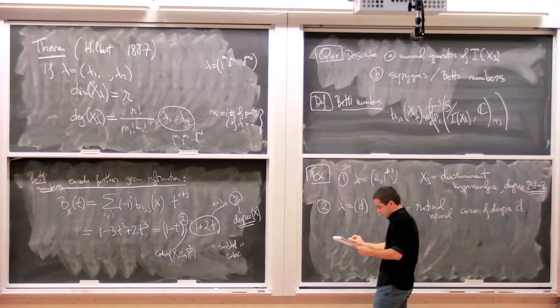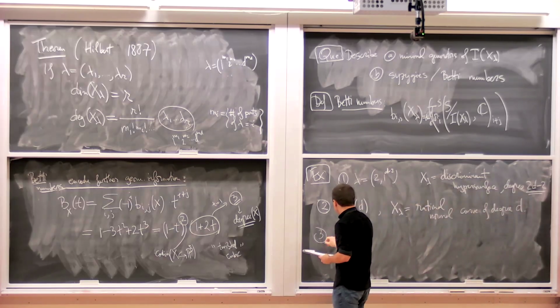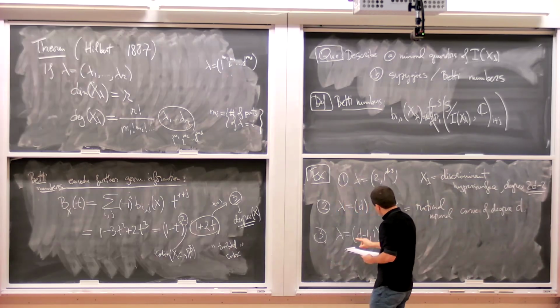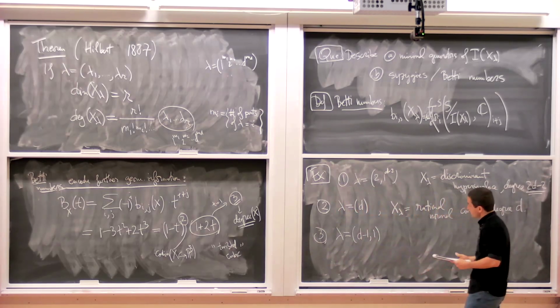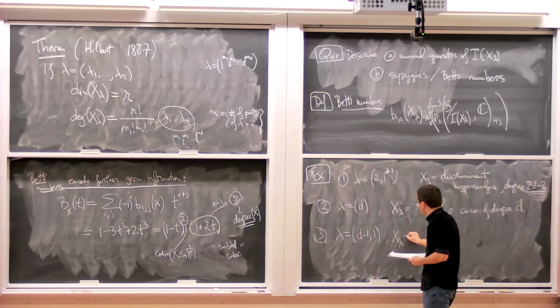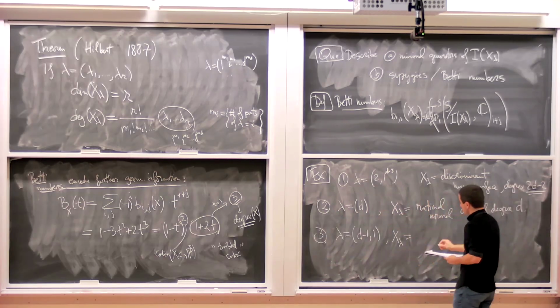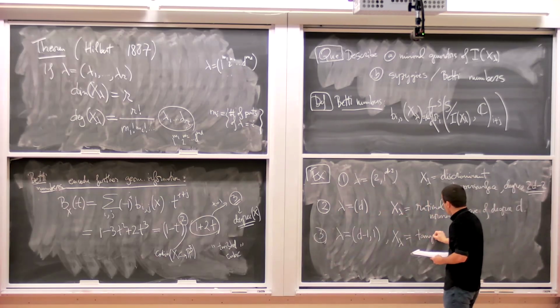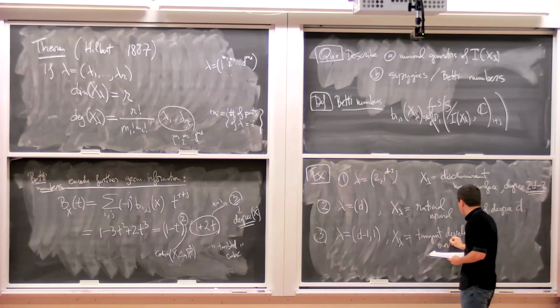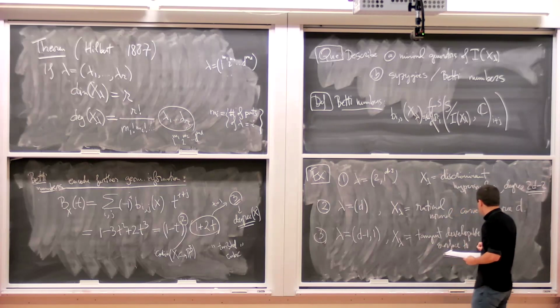But then perhaps there are other examples that are familiar. If I take lambda to be d minus 1, 1, this would be an example. There are two parameters here, so this is an example of a surface. And what it is, is the union of tangent lines to the rational curve. So this is sometimes referred to as the tangent developable surface to the rational normal curve.